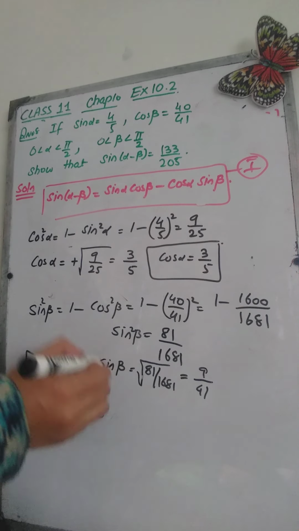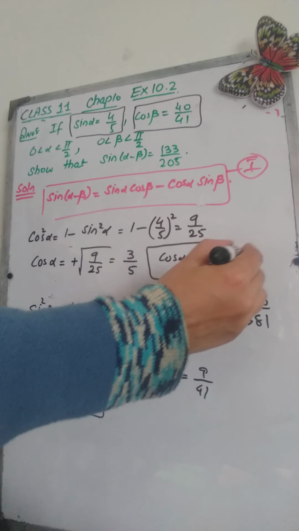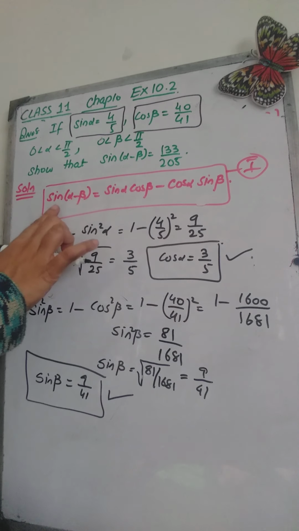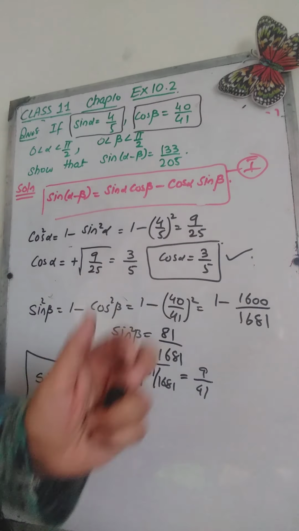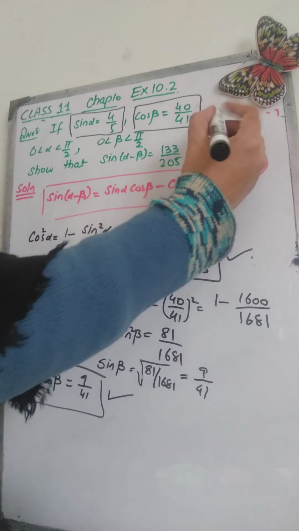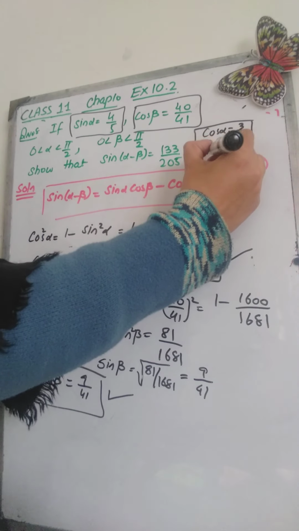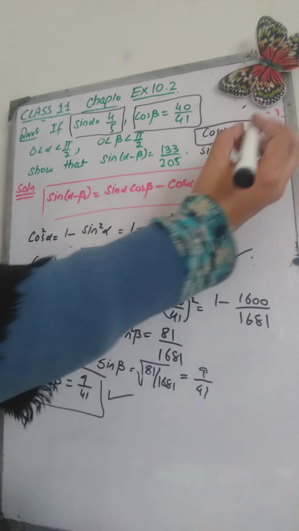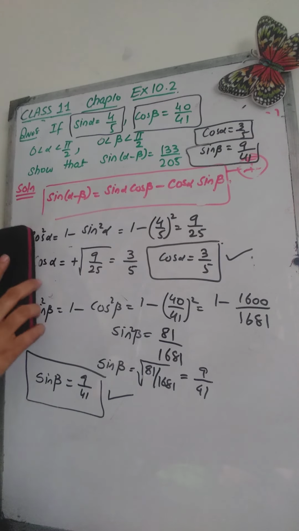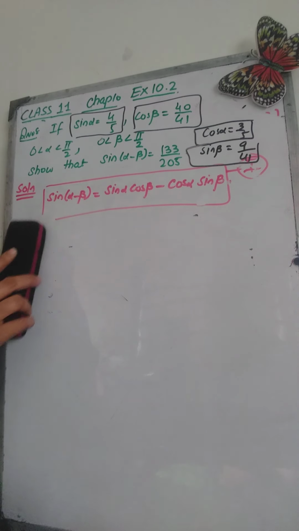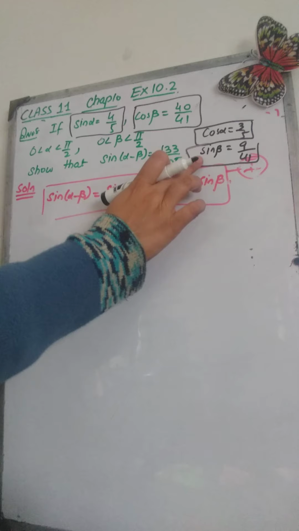Now we were given the value of sine alpha and cos beta. We calculated the values of cos alpha and sine beta. These four values will help us to calculate sine of alpha minus beta by using this identity. So I am going to write this identity and place all these values in it. Let me write cos of alpha. We have calculated it to be equal to 3 by 5. And sine beta is equal to 9 by 41. Now I'm going to place these values in the given identity. This is the identity that we are going to use. So I'm going to take the values of sine alpha, cos beta from here and cos alpha, sine beta from the values which we have calculated.